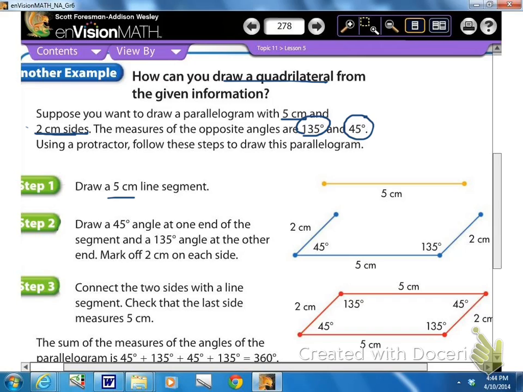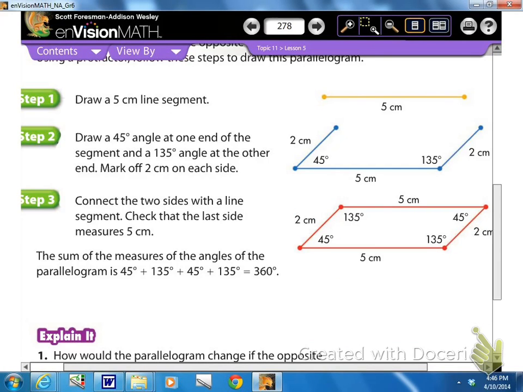So the first step, they say, is go ahead and draw your 5 centimeter line segment, like here. Then draw a 45 degree angle at one end, here, and you know that the opposite angle would be 45, so that leaves 135 for this other bottom right angle. So they go ahead and draw it here 2 centimeters on this side, and this side has to be exactly 2 centimeters also. Once you get that done and you put your little endpoints on there, all you have to do is connect the two sides with a line segment. And you want to check that the last side actually measures 5 centimeters. This is a little tricky, but we'll practice at school.